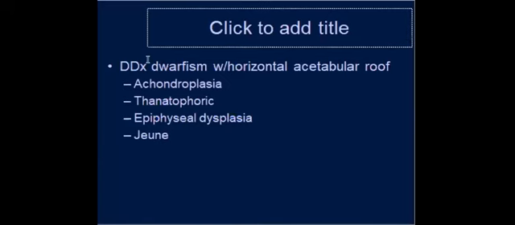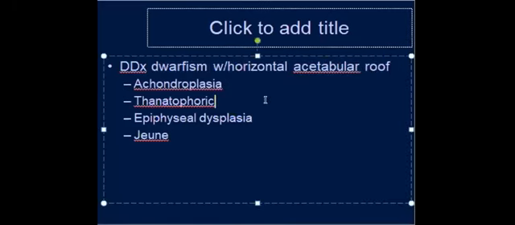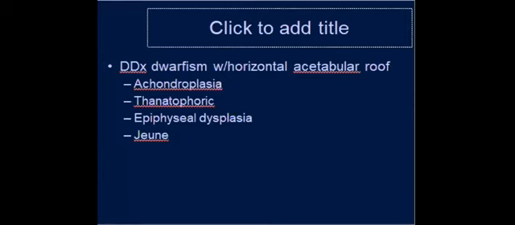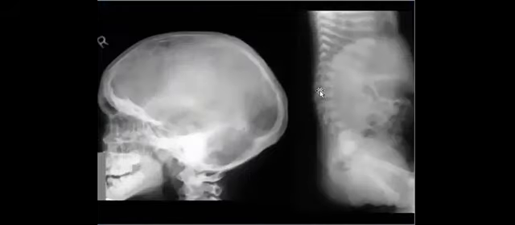So dwarfism with horizontal acetabular roof, the first one is achondroplasia. There is something called thanatophoric or epiphyseal dysplasia. And when you find anterior vertebral beaking, like we should see maybe here, but it's not very clear, again, you will mention achondroplasia and the differential of this, what it will be.